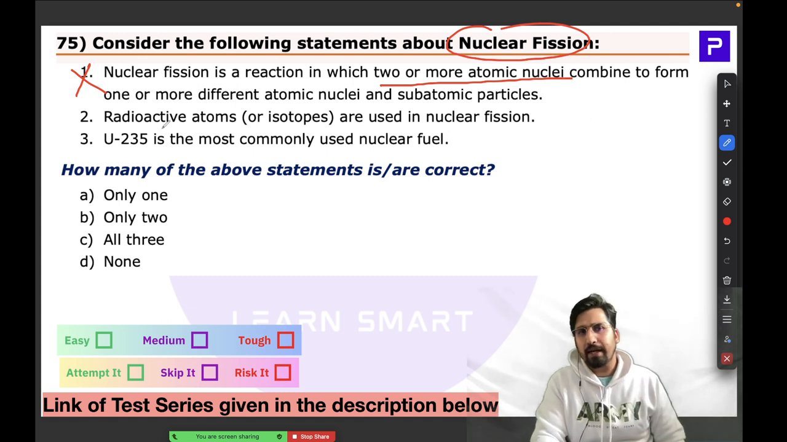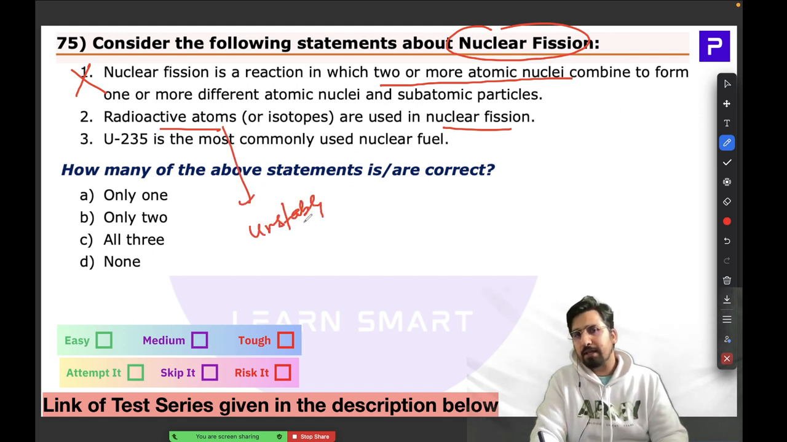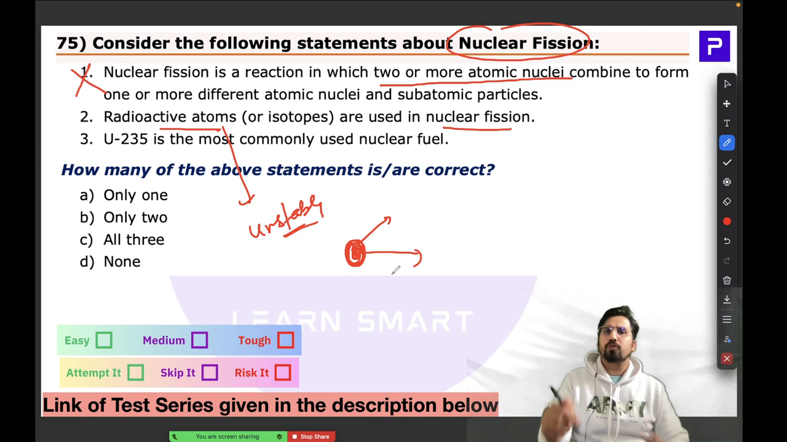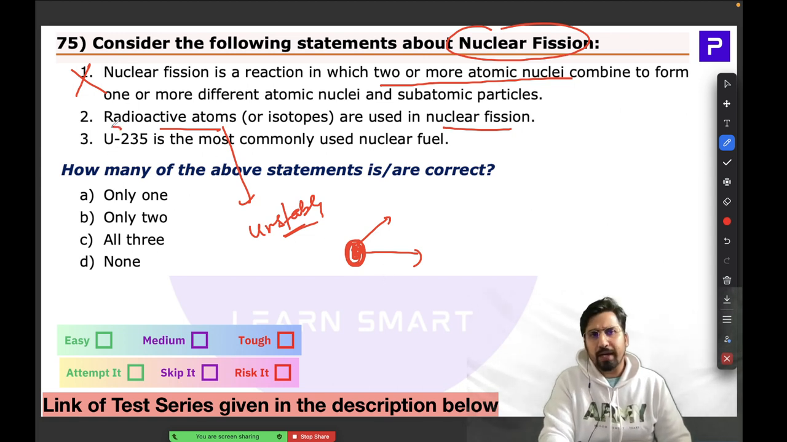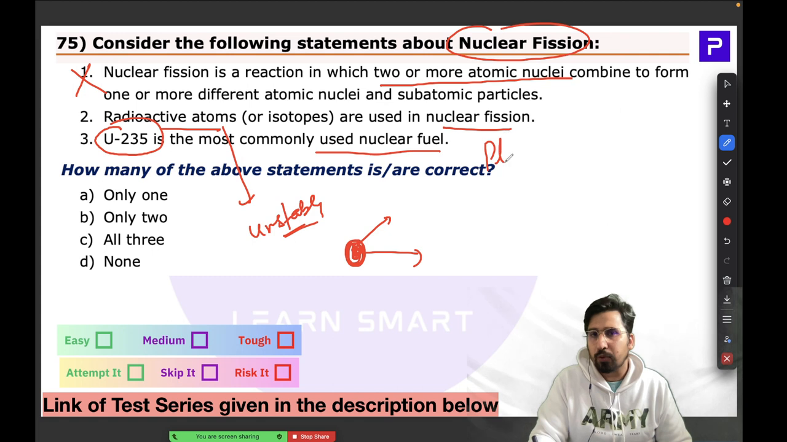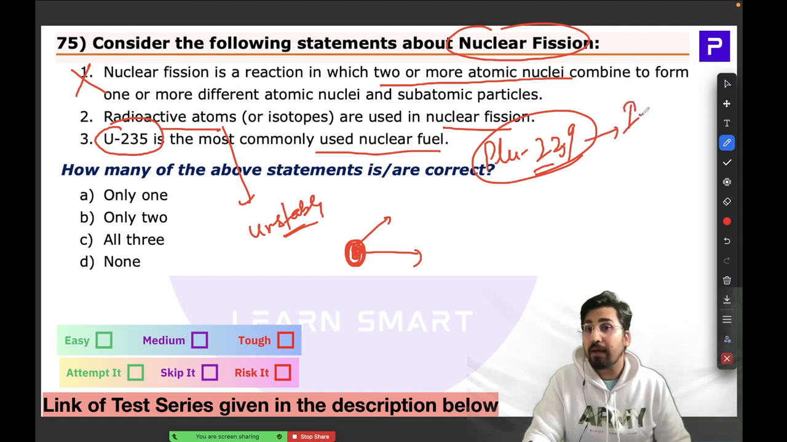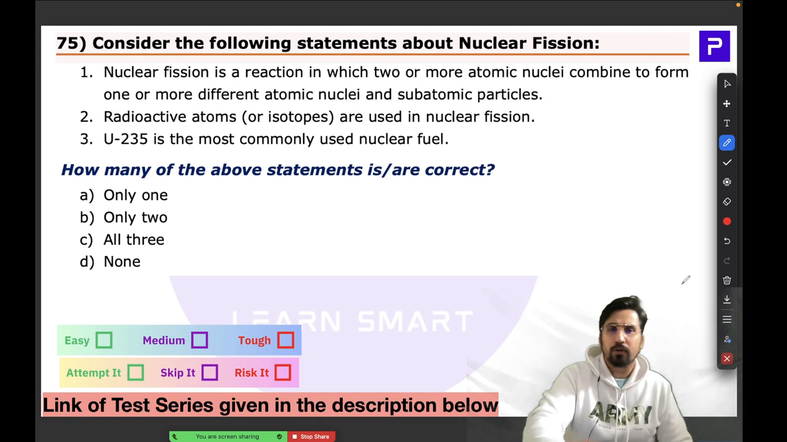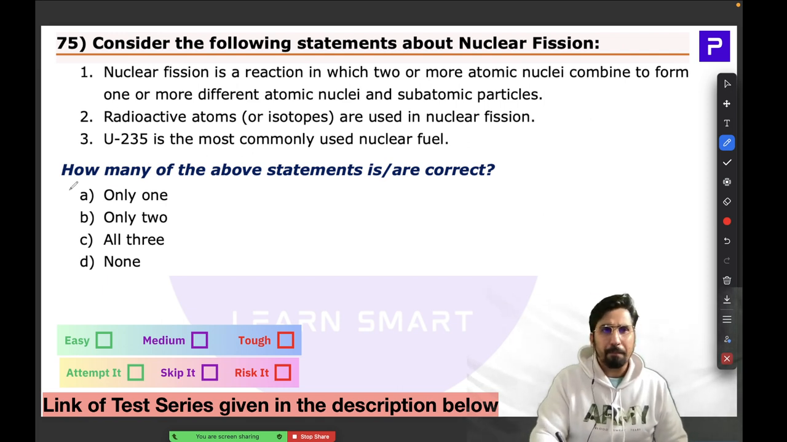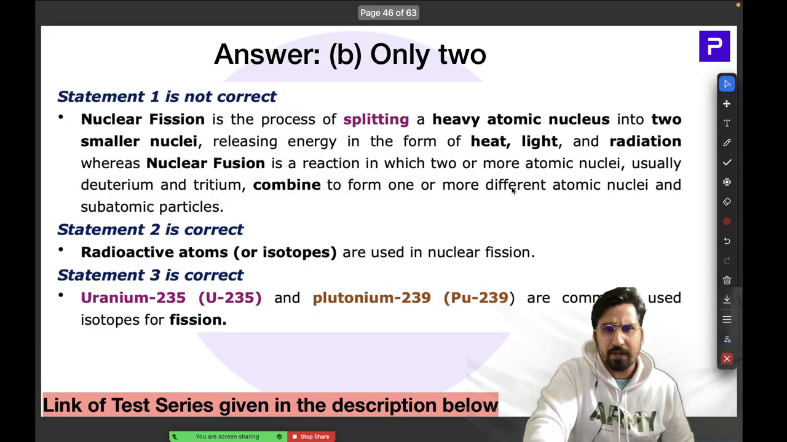Second, third, very obvious statement, it is only the radioactive isotopes which are used, because radioactive isotopes are the most unstable elements, and only their nucleus is radioactive, and that is the nucleus that is going to split away fast. So radioactive elements, and uranium-235 is the most commonly used nuclear fuel that we have. Along with U-235, it is also plutonium. Even plutonium-239 is also very fissile, and that is actually the base of India's nuclear program. In the last video I told you about the three stages of India's nuclear program. So here I think a very, very easy question. Do attempt it, and the answer has to be B, because the first is wrong. I mean, don't overthink on these questions. They are very obvious questions.